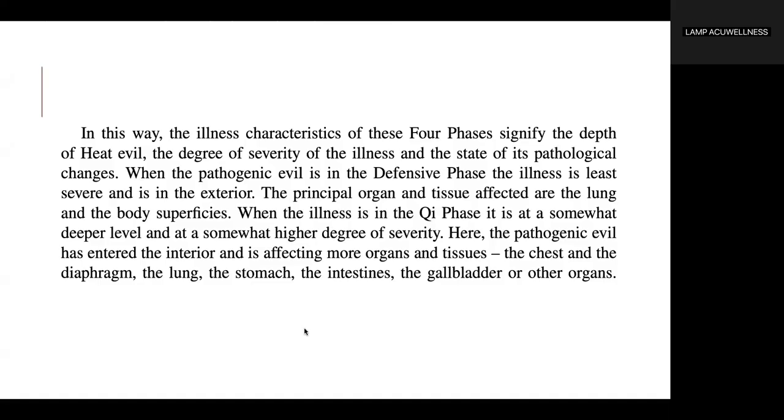When the pathogenic evil is in the defensive phase, the illness is least severe and is in the exterior. The principal organ and tissue affected are the lung and body superficies. When the illness is in the qi phase, it is at a somewhat deeper level and at a somewhat higher degree of severity. Here, the pathogenic evil has entered the interior and is affecting more organs and tissues: the chest and the diaphragm, the lung, the stomach, the intestines, the gallbladder, or other organs.